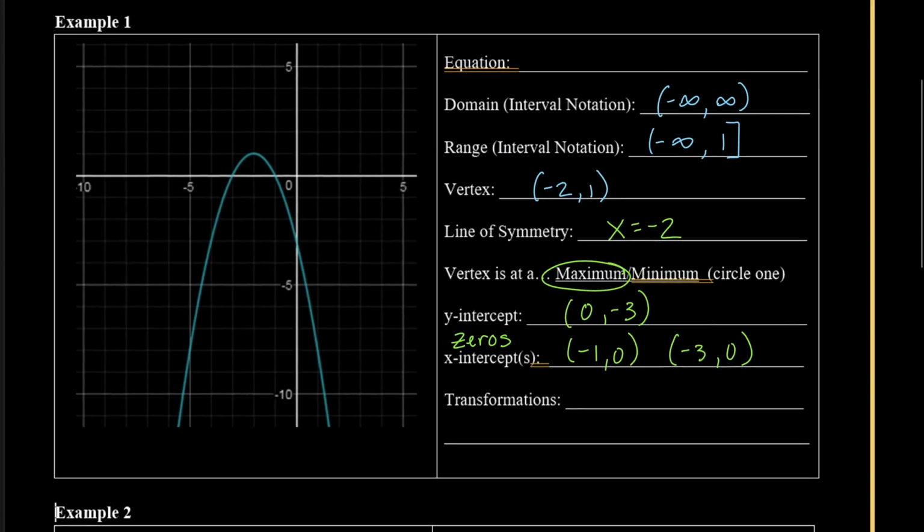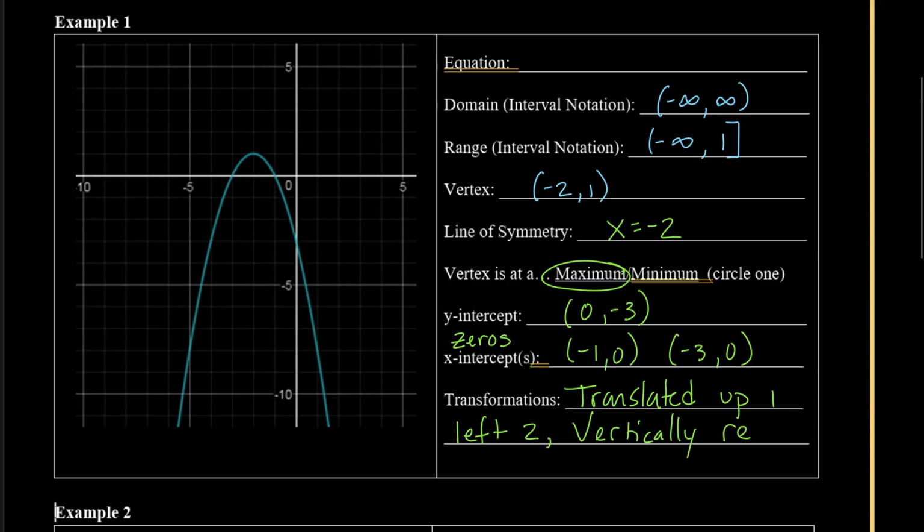So, lastly, on this graph, what are our transformations? Where did I go? Right, I translated up 1 and left 2. I also vertically reflected. Anything else? How can you tell that I didn't stretch or compress? Right, so my next perfect point was just up 1 over 1.